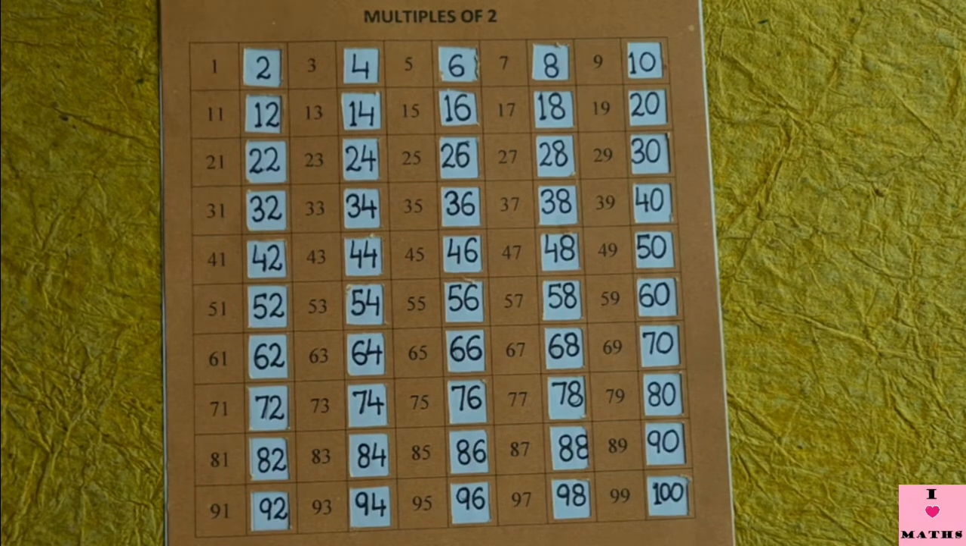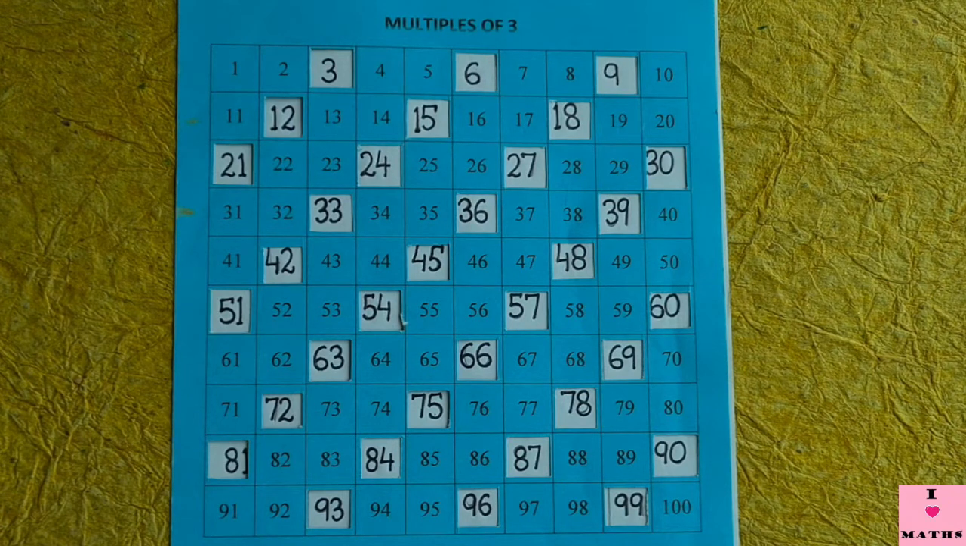Similarly, I took another paper on which I made a grid from 1 to 100. In that paper, I cut the multiples of 3. Now, that was a blue colored paper. I will keep that paper on white papers to show you how I cut the multiples of 3. See, this blue paper also has a grid from 1 to 100 numbers. And in this paper, I have cut multiples of 3.